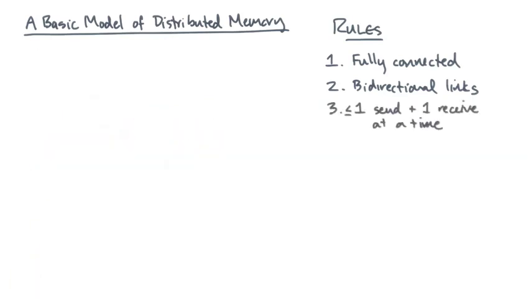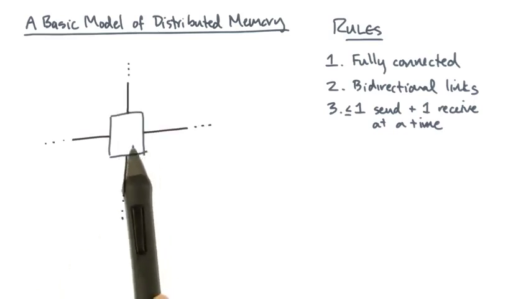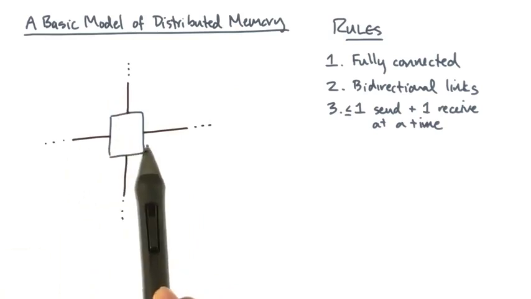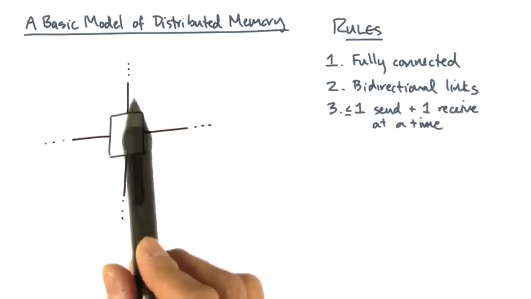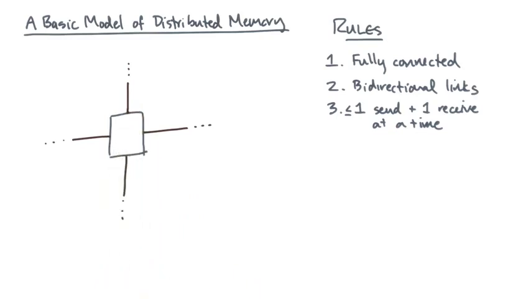The third rule is that you will allow a node to concurrently perform at most one send and one receive at a time. This rule is important because it affects the cost of communication. So for example, suppose this node wants to send a message on each of its outgoing links. In order for this node to send 4 messages, it's going to have to send them one at a time. By contrast, it could do one send and one receive simultaneously.